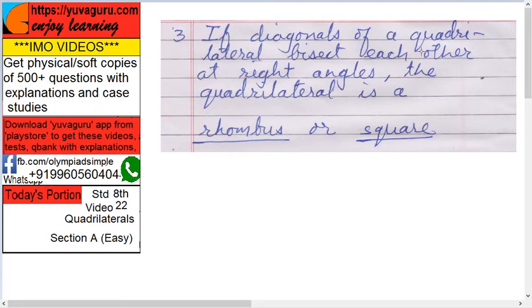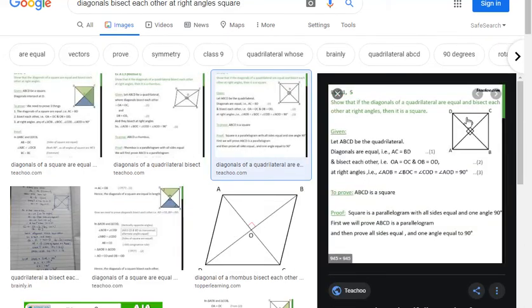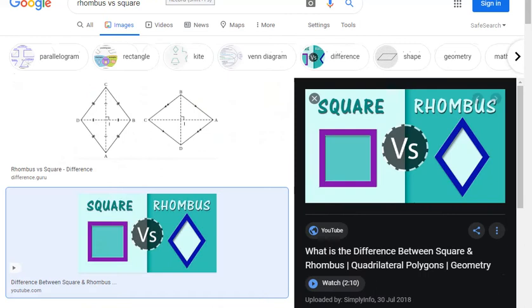If they are only bisecting, then what? Means it's not given at right angles. Then it can be four options: rhombus, square, rectangle or parallelogram. See this, rhombus, they bisect each other. Diagonals bisect each other at right angles. Square again, they bisect each other at right angles.